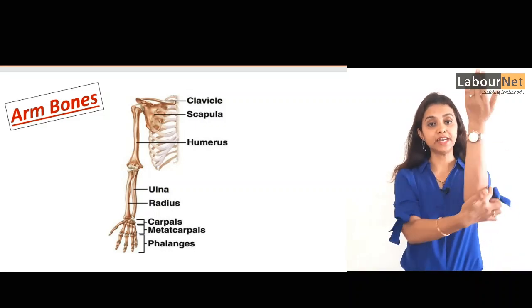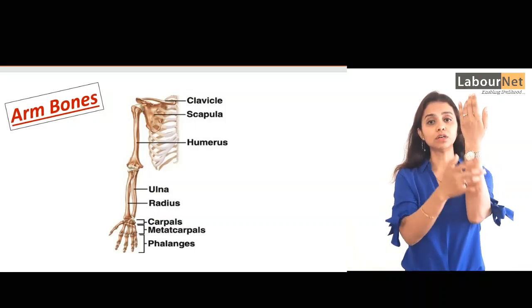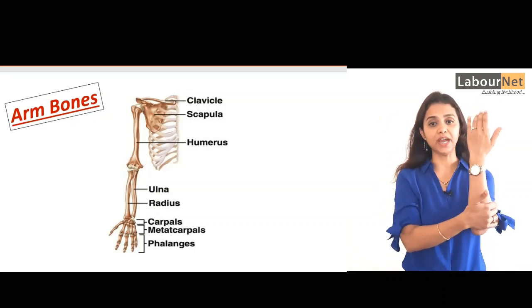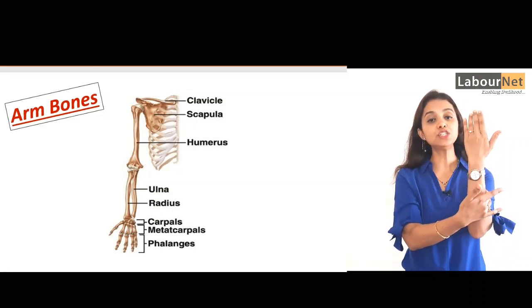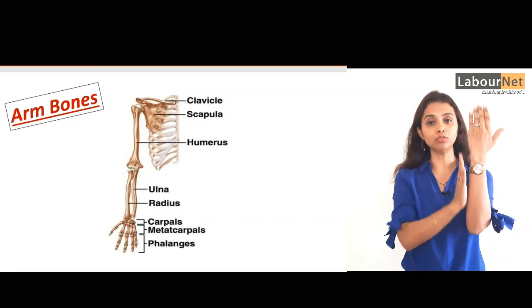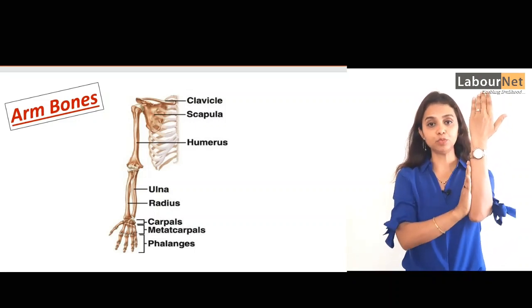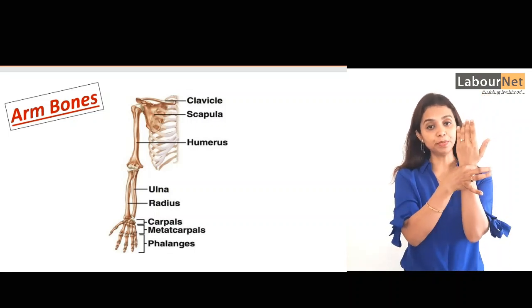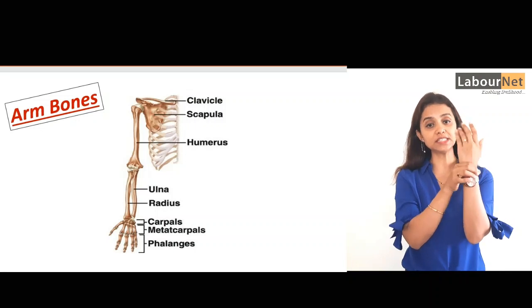Then is radius. Radius means the curved bone. There are 2 bones, I mean 1 for each hand, that is the forearm. It is found on the thumb side. Then is your ulna. This is the second long bone which is found near the pinky finger, that is the inner portion. Then are carpals. Carpals are a group of 8 bones which are found in the wrist area.